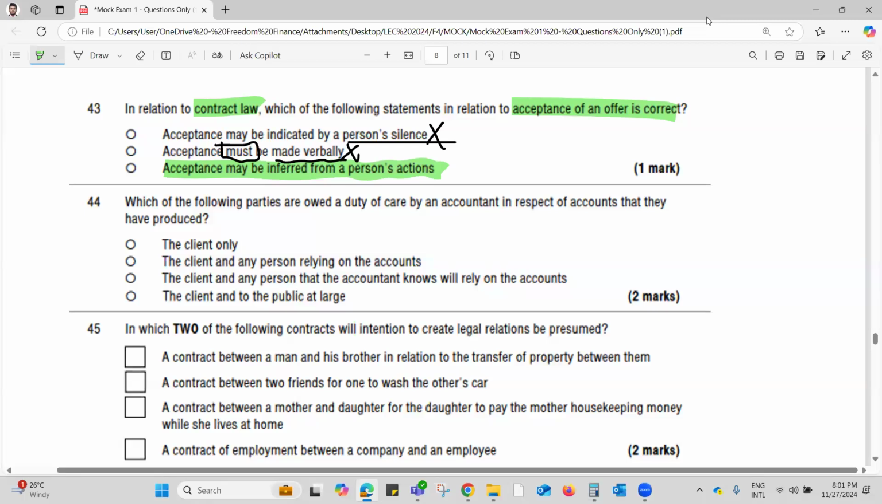Fine. The next question: which of the following parties are owed a duty of care by an accountant in respect of accounts that they have produced? Now they're asking about the duty owed by an accountant in respect of the accounts that he has produced. So the duty owed by the accountant is to the client only, or the client and any person relying on those accounts, or the client and any person that the accountant knows will rely on the accounts, or the client and the public at large. What is the correct answer? What is the right option? Let's assume you are receiving this question in your exam script. What answer will you choose?